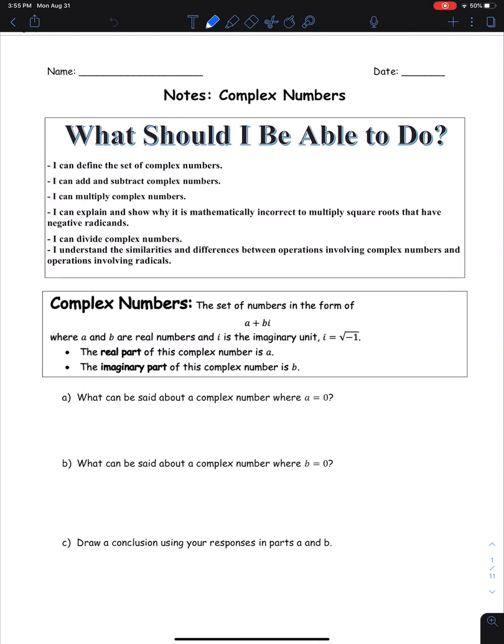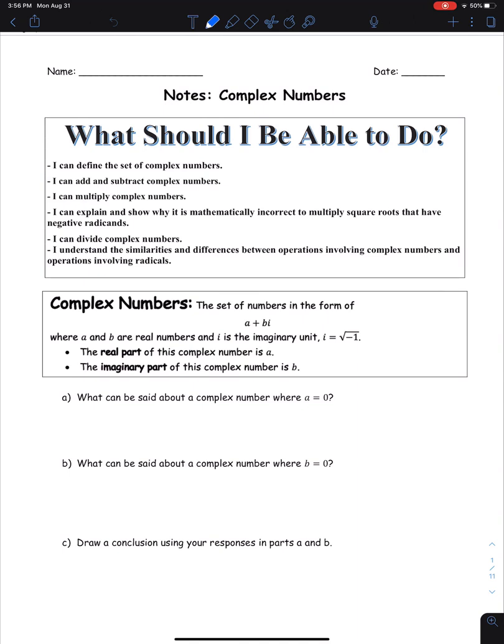I can define the set of complex numbers. I can add and subtract complex numbers. I can multiply complex numbers. I can explain and show why it is mathematically incorrect to multiply square roots that have negative radicands. I can divide complex numbers, and I understand the similarities and differences between operations involving complex numbers and operations involving radicals.